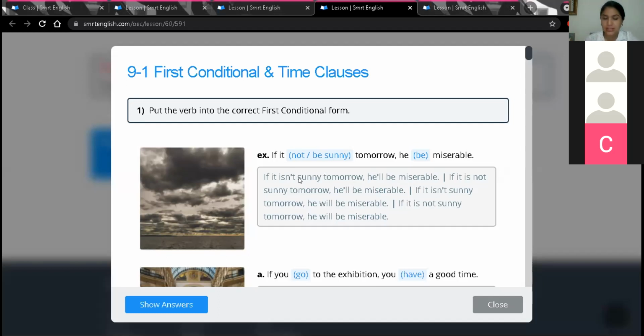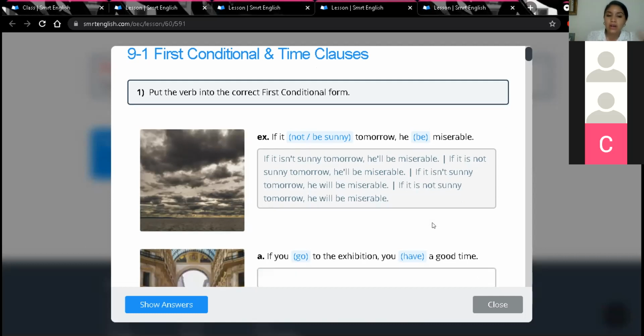Present. Present, exactly. So as you can see here, I already have the example. If it isn't sunny tomorrow, he'll be miserable. Isn't is the present tense. It is negative. If it isn't sunny tomorrow, he'll be miserable. If it is not sunny, he'll be miserable. These are different ways we can say it, contracted or complete. So let's go to the second one.